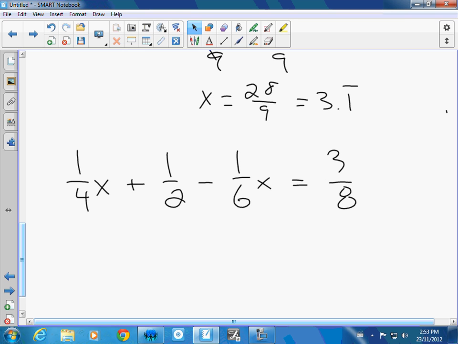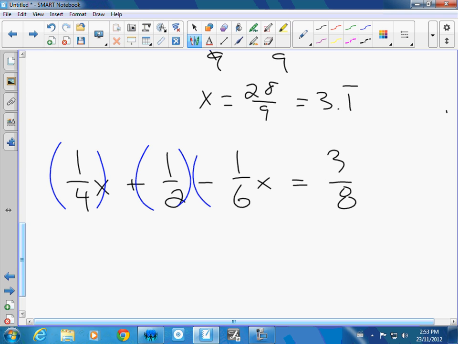Would that number work? Yeah, but it's not the lowest. So in this case, you could use, if you wanted to, 24. Would that work? Yeah, it would. 4 goes into 24, 2 goes into 24, 6 goes into 24, 8 goes into 24. Would that make it a heck of a lot easier? Oh yeah, because it would get rid of all the fractions. That's what you're going to do in this one.